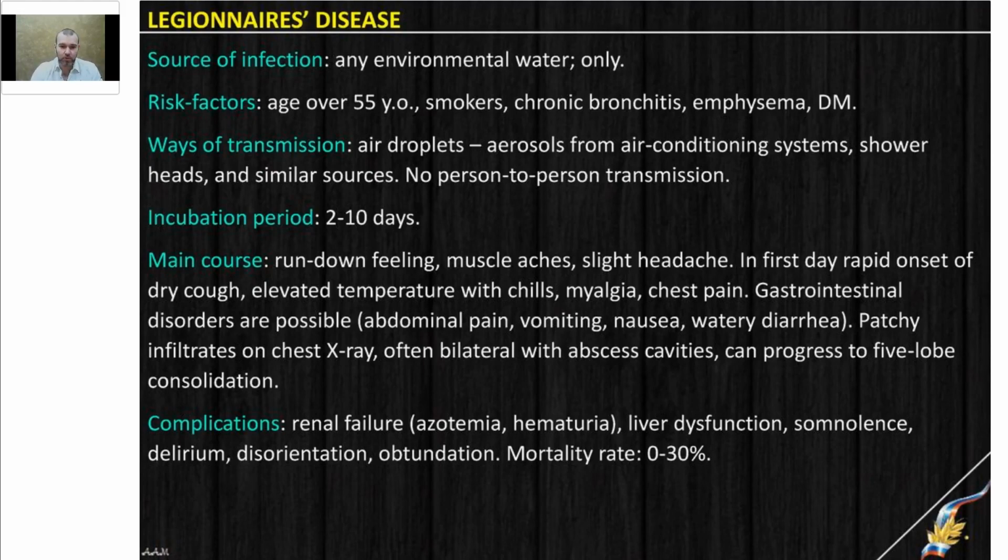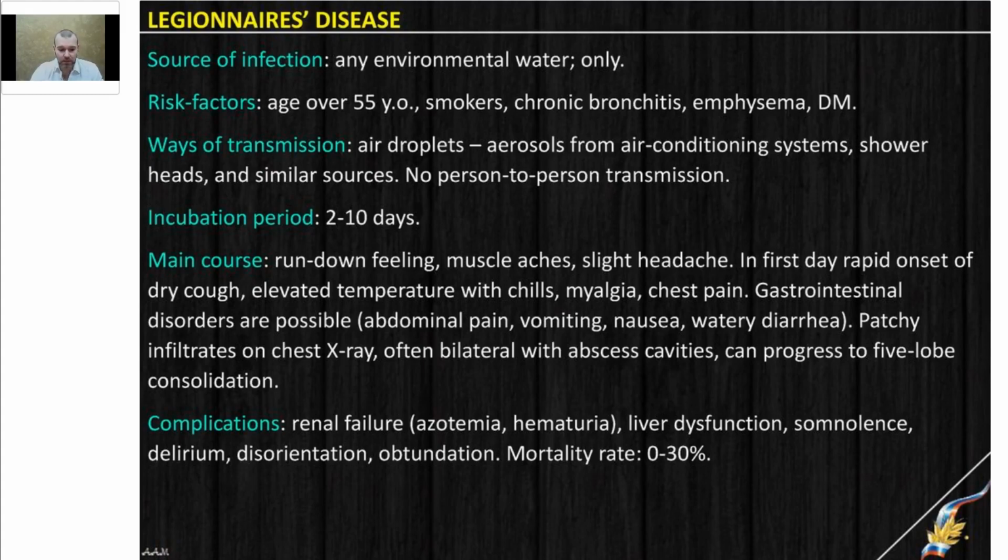Without proper treatment, without proper management, it can progress to multiple lobe problems, and all 5 lobes can form a consolidate. They will be damaged together. The whole lung will be damaged. The main reason for lethal outcomes is acute renal failure or dysfunction of the liver.